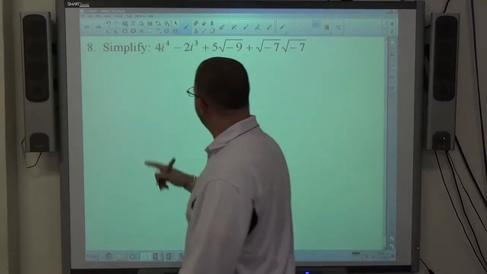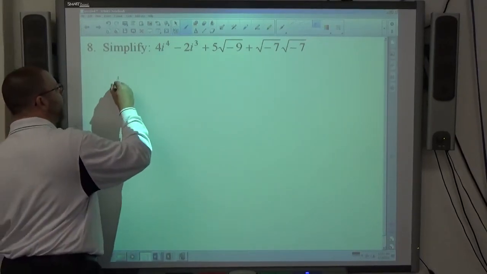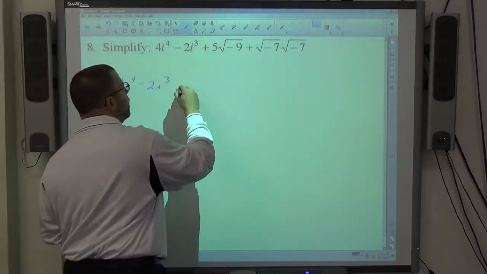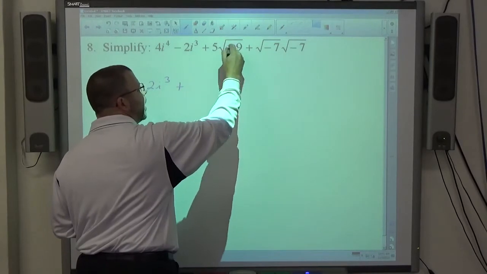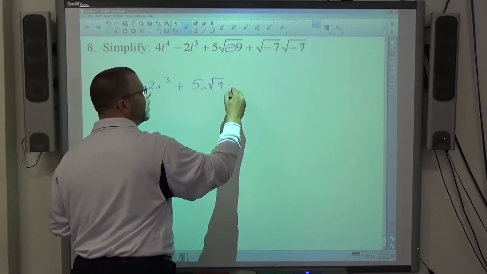Number 8, we have some i's to powers. We also have some negative numbers inside of radicals. So we want to deal with the negatives and the radicals first. So I'm going to leave 4i to the 4th as is. I'm going to leave 2i cubed as is for right now. The negative in the radical makes an i outside the radical. So 5i times the square root of 9.